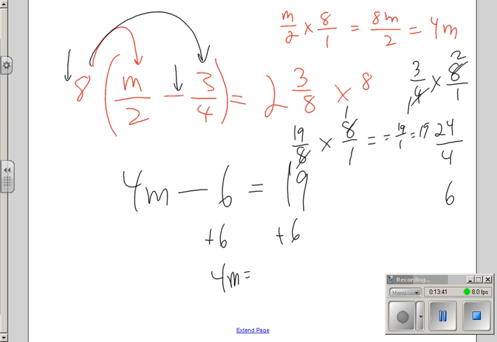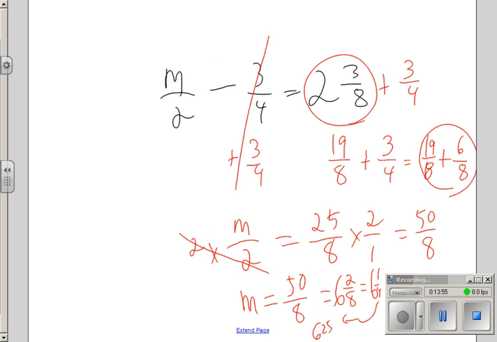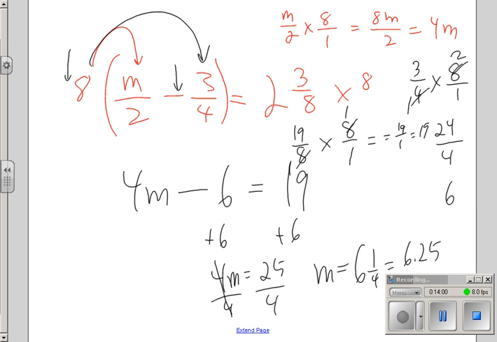I get 4m equals 25. Divide both sides by 4. I get m equals 25/4, which is 6 1/4, or 6.25. Same answer that I got back here. Right, there it is there. Okay, hope that helps. You should be able to do both methods.